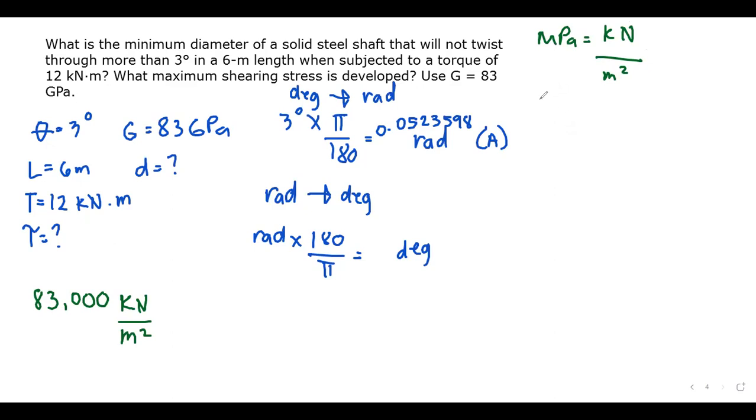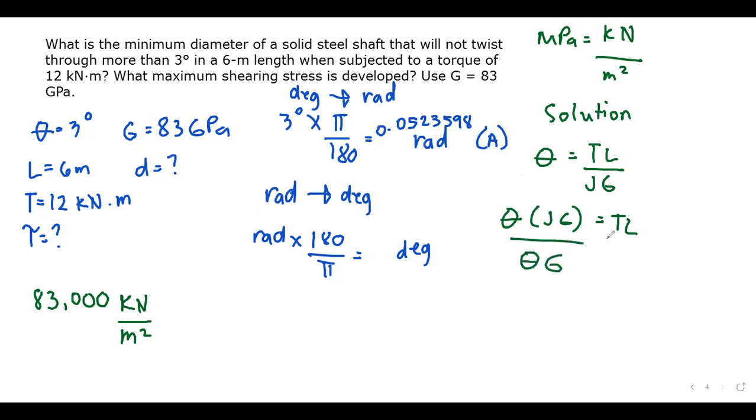So, try natin ngayon. Solve na siya. Solution. Solve natin siya in terms of angle. Di ba, meron tayong formula for angle na TL over JG. Technically, once na makuha natin yung J, makukuha na natin yung shearing stress and then yung diameter. So, solve natin yung J. Ikot natin yung formula. Transpose, magiging theta multiplied by JG equals to TL. Dahil ang kailangan natin yung J, divide both sides ng theta G. Cancel out yung theta G sa left side. So, J is equals to TL over theta G.